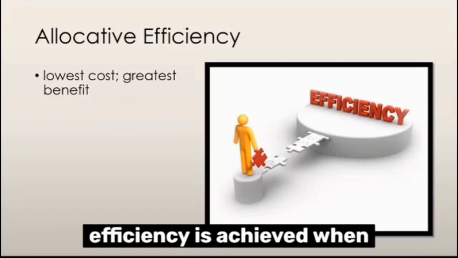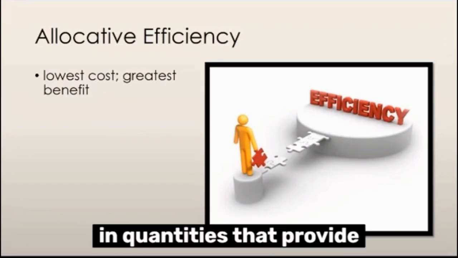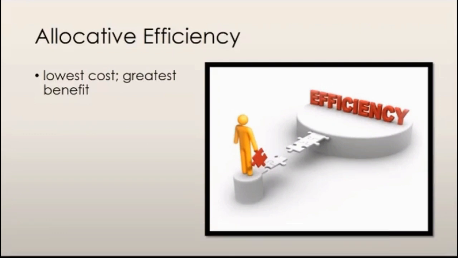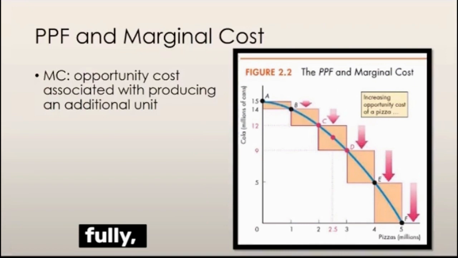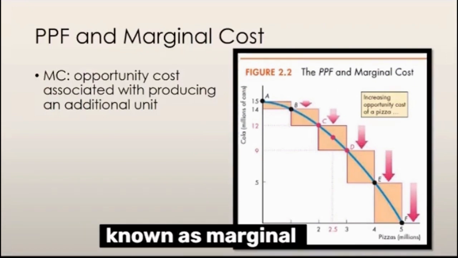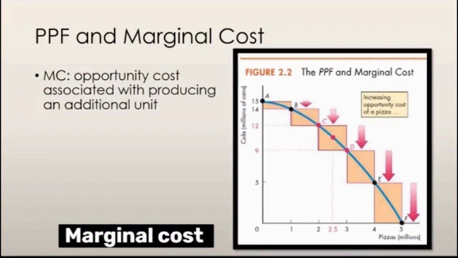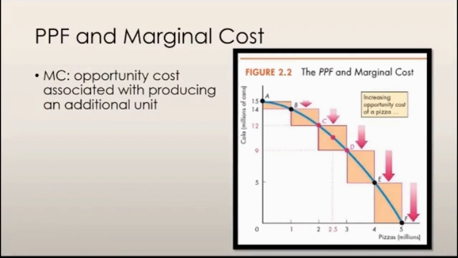Allocative efficiency is achieved when goods are produced at the lowest possible cost and in quantities that provide the greatest possible benefit. In order to understand the concept of allocative efficiency fully, we'll need to introduce a few new concepts. The first new concept is known as marginal cost. Marginal cost is the opportunity cost associated with producing an additional unit of a good.